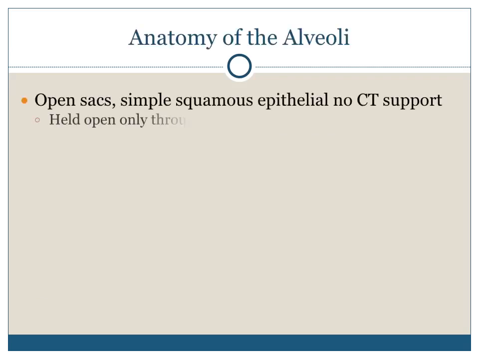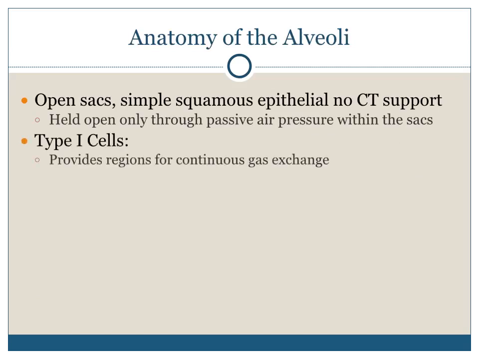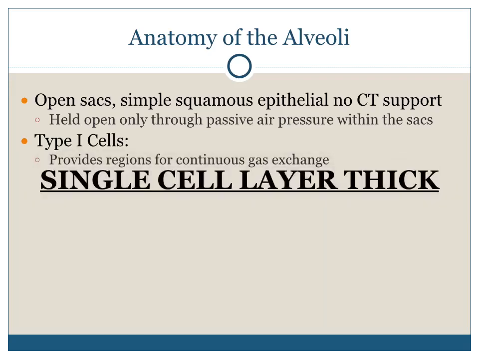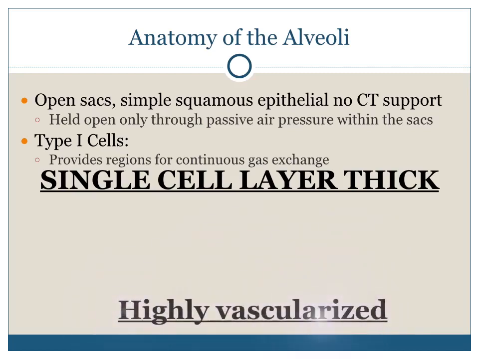As we work our way into the alveoli, they are open sacs of single cell layered simple squamous epithelial cells. There is no connective tissue support to the alveoli. The alveoli themselves are held in place due to passive air pressure from the residual volume that remains within the lungs at all times.